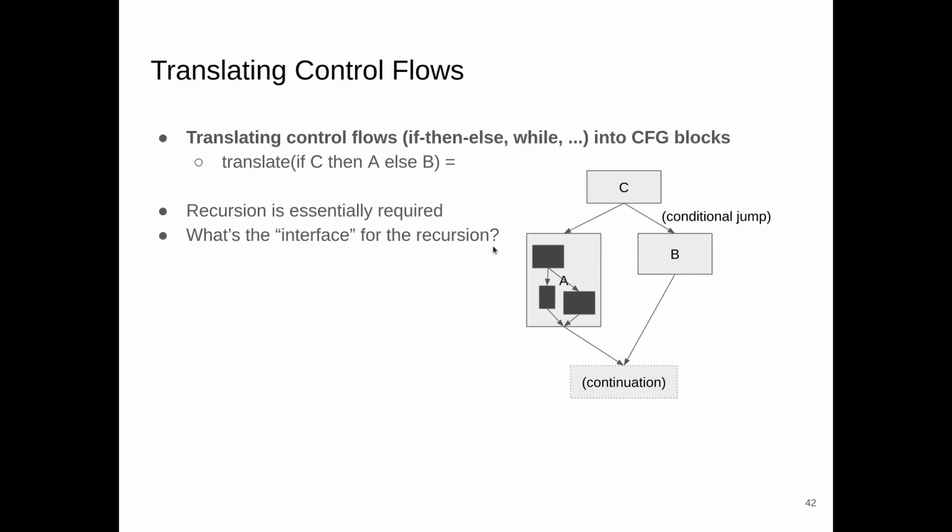So when you're translating this if then else, we are going to recurse into the translation of this A, and we need to pass some information that is necessary for the translation of A into an IR. So then what is such information? What is the interface between the caller and the callee of the recursion? That is the question I'd like to answer in this slide.